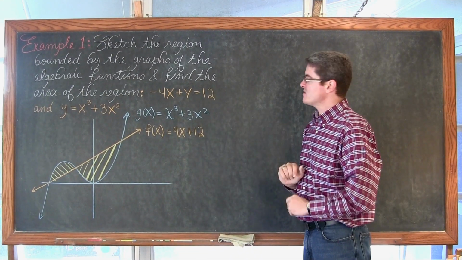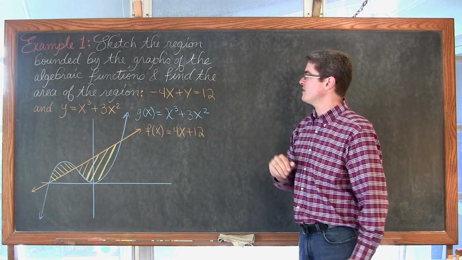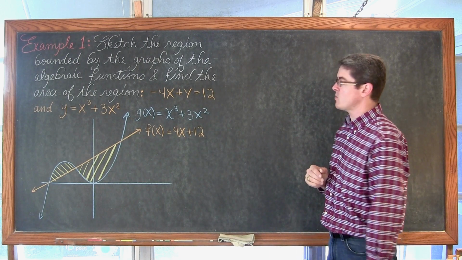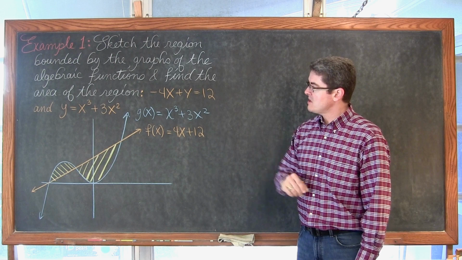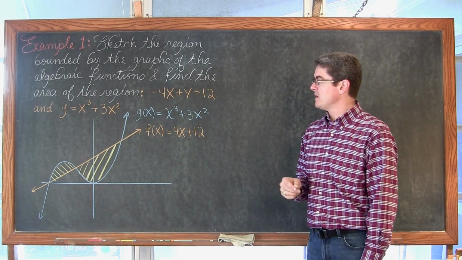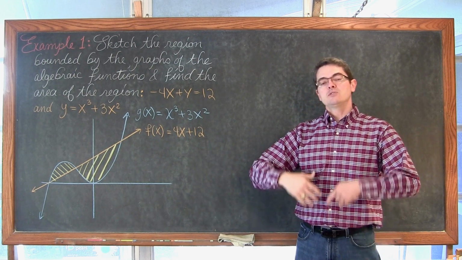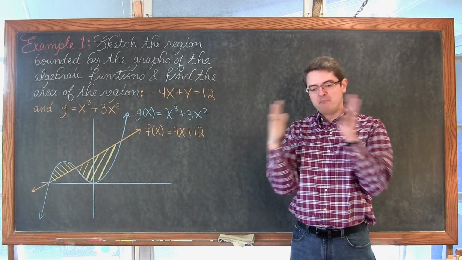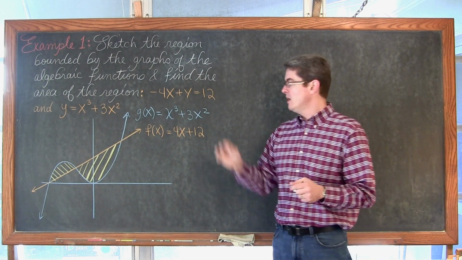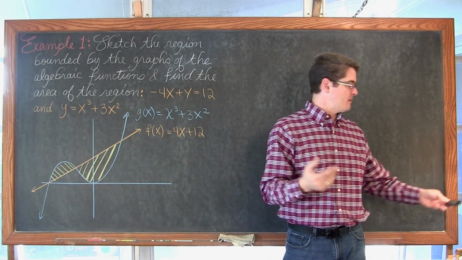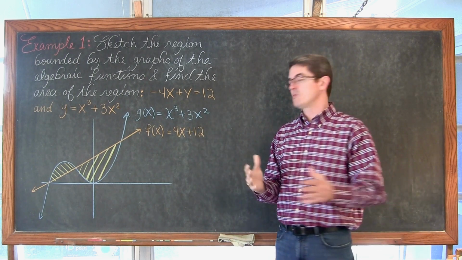With the same directions, we have the functions of negative 4x plus y is equal to 12 and y is equal to x cubed plus 3x squared. And we're not given any vertical or horizontal lines bounding the area. So we're looking for the area formed by the intersection of these two graphs.